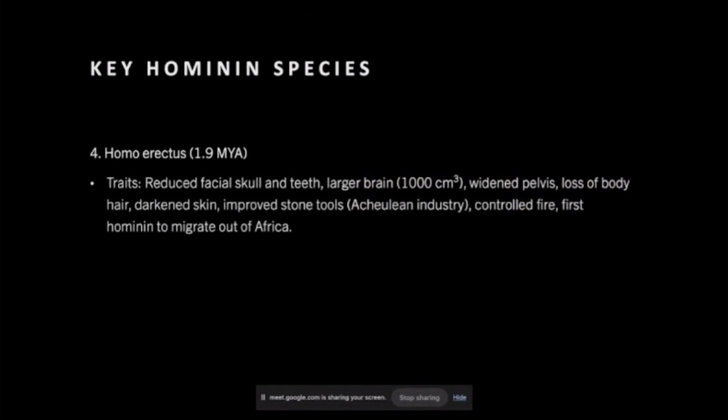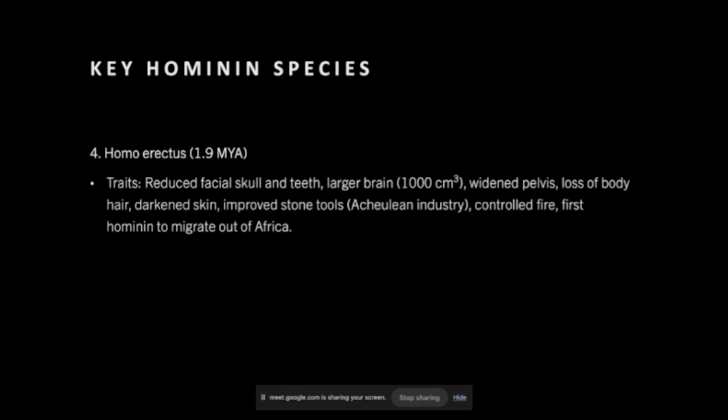Okay, then we have Homo erectus, and these actually are very, very important. If you have the syllabus point, you may be asked which of the hominin species were the first to migrate out of Africa. And this was the Homo erectus. So this is very important to remember.